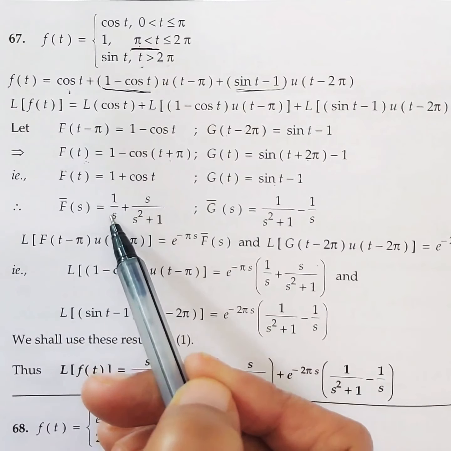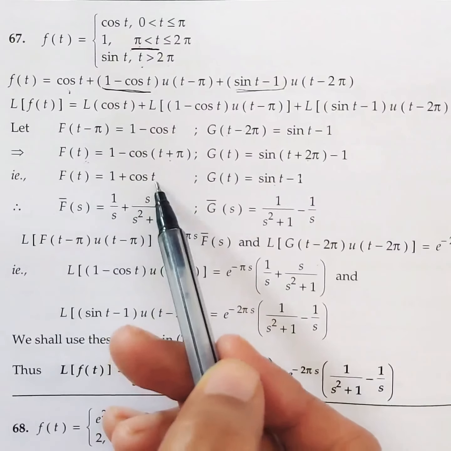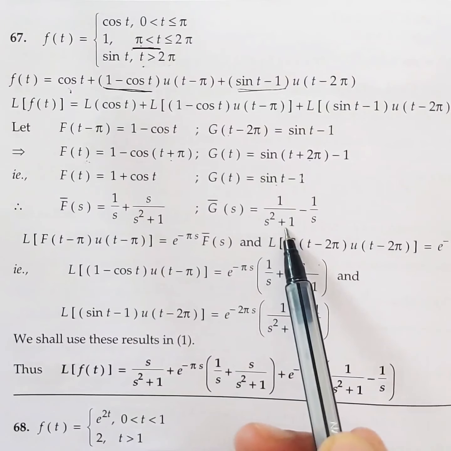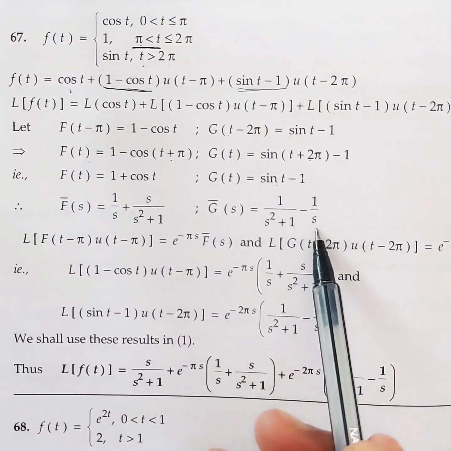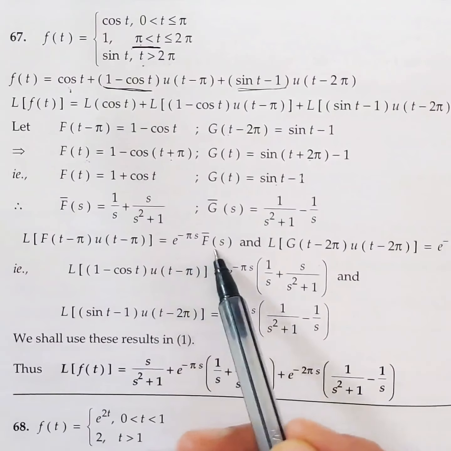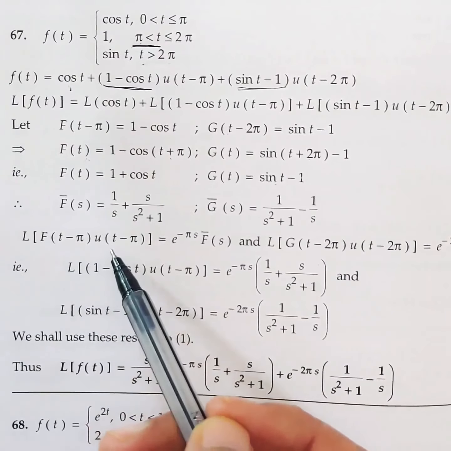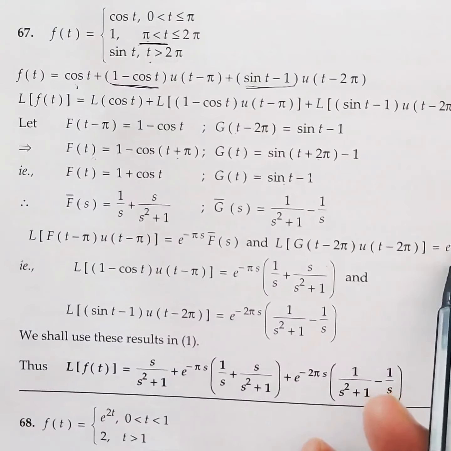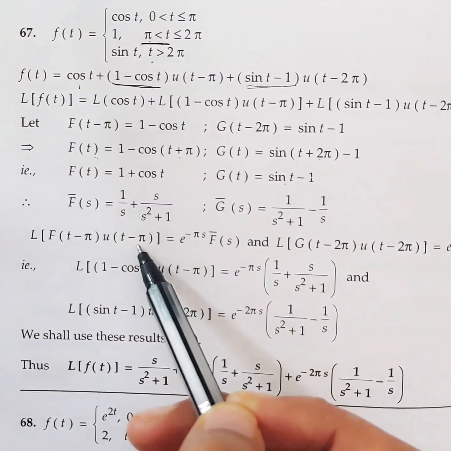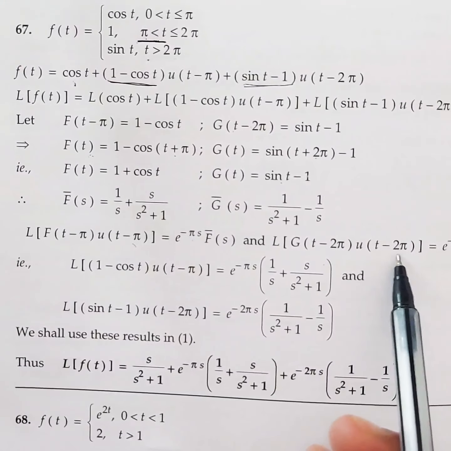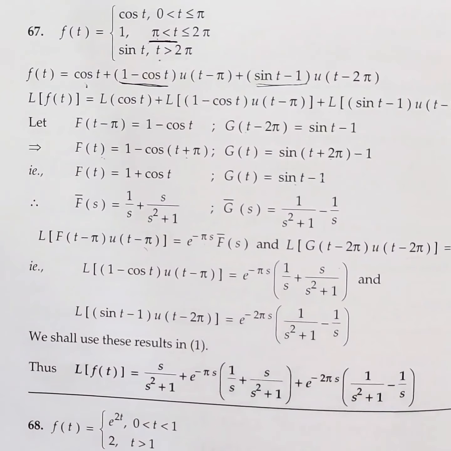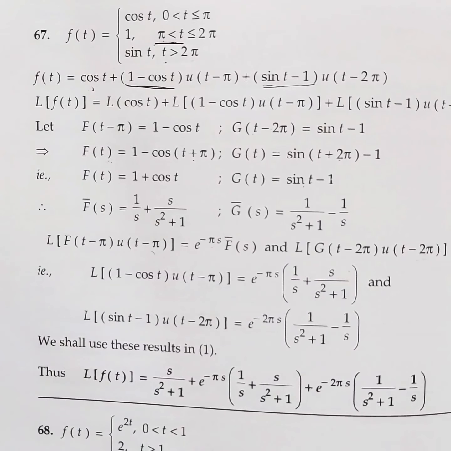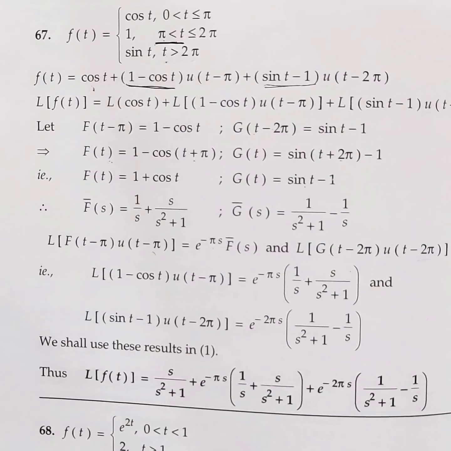Laplace transform of 1 is 1 by s. Cos t is s by s square plus 1, because already we have used it. Sin t is 1 by s square plus 1, and then 1 is again 1 by s. And finally we are using this property: L of f of t minus pi into u of t minus pi is e power minus as into f bar of s. Similarly, in the place of a, in the first term I have pi, in the second term I have 2 pi. Finally you have to substitute the answer. Check the answer, solve it on your own, and finally correct the answer.